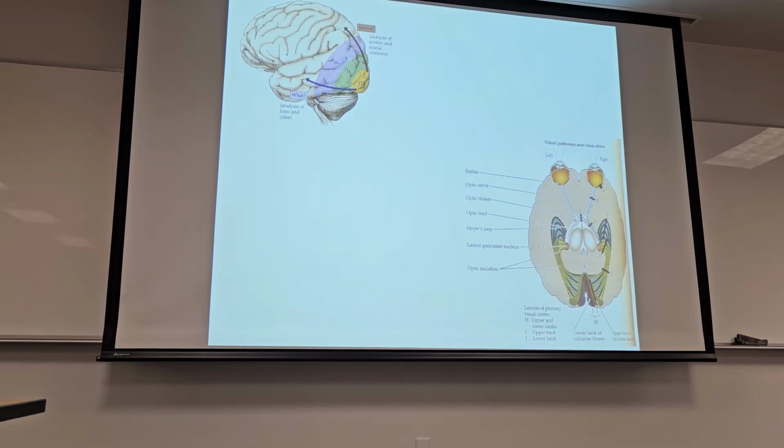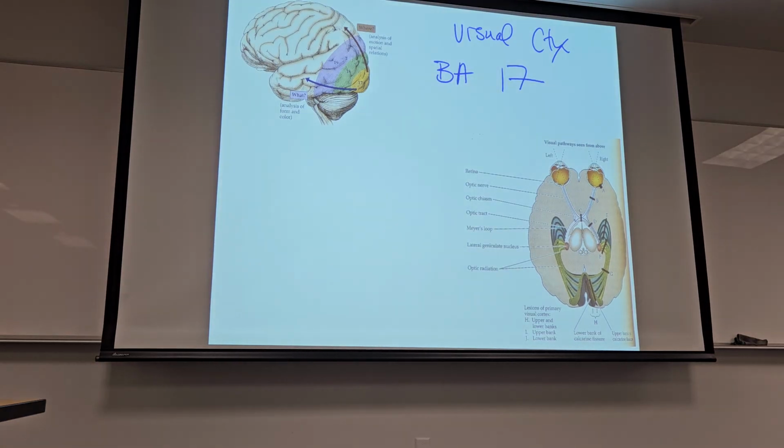The primary visual cortex. This is Brodmann's area 17. Okay? The visual pathway starts from retina to thalamus to visual cortex. Hopefully that will show up. Not really.